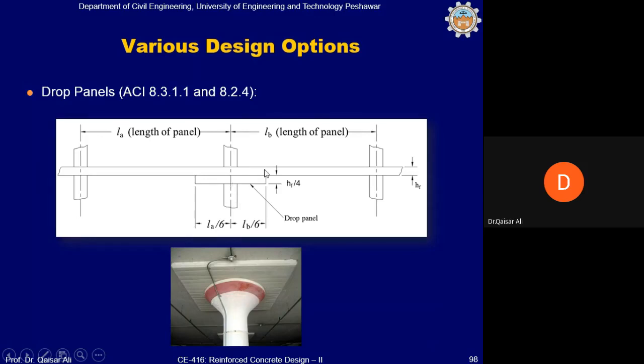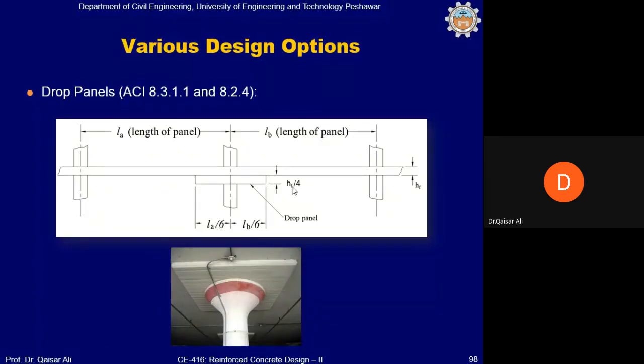Okay. Similarly, the thickness of the drop panel, as per the ACI code requirement, shall not be less than 1/4 of the slab thickness elsewhere. So the slab thickness here is 10 inch. So this drop panel thickness should be at least 10 divided by 4, 2.5 inch. At least, it can be more than this. These are the two requirements for drop panel of the ACI code.